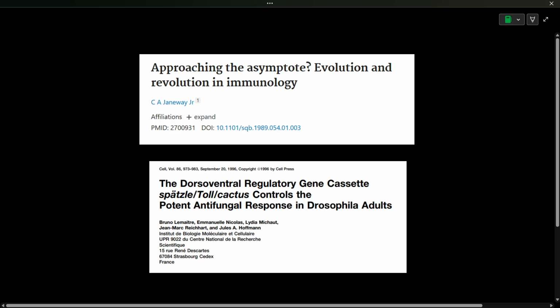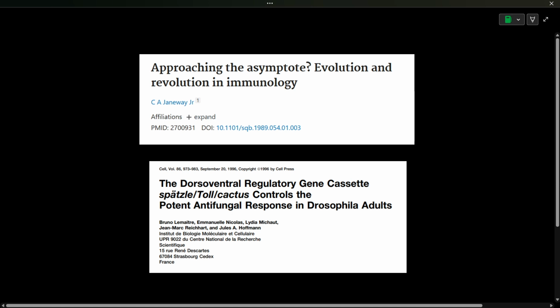This Toll receptor pathway in Drosophila is important for embryonic dorsoventral patterning. It was previously known only for this purpose. It is important in embryonic development, the dorsoventral patterning of Drosophila. But then researchers found in this paper that it is critical for antifungal immunity as well.